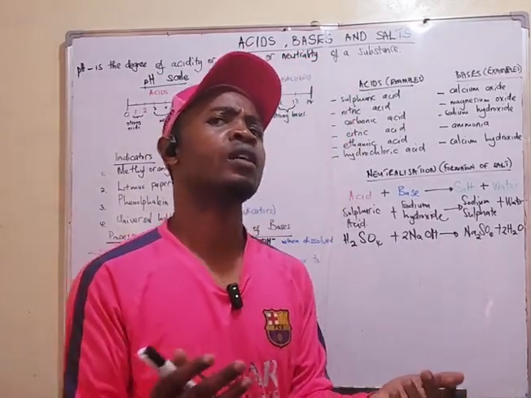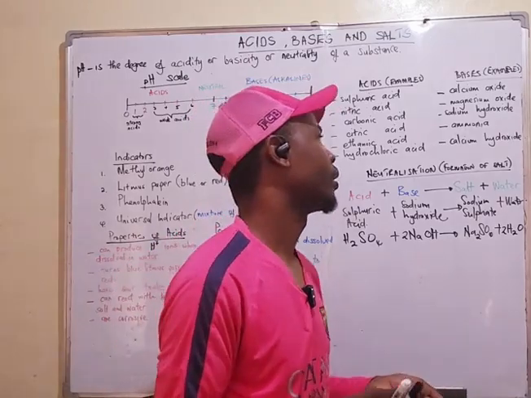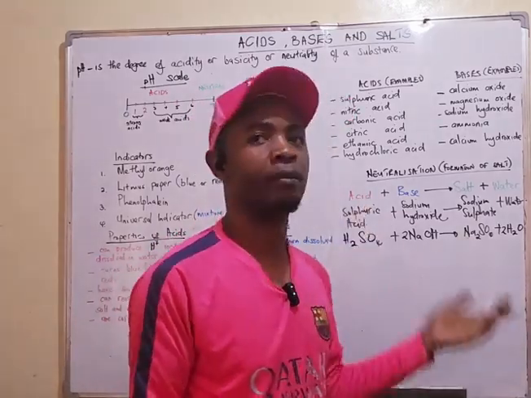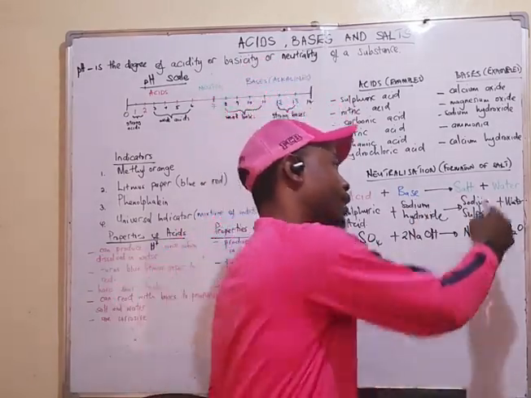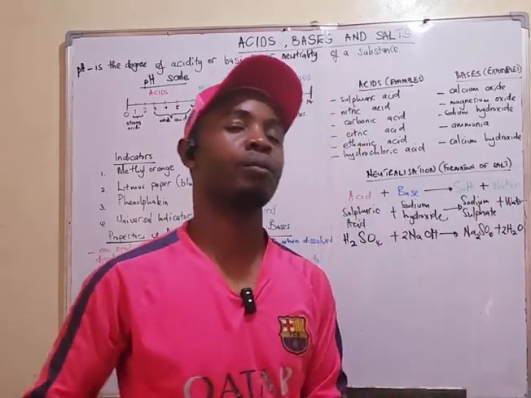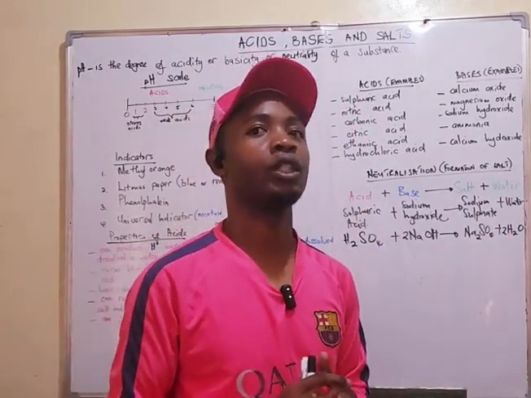But that's not all. Sometimes we can also use only an acid and a metal without a base. We can also be able to form a salt. But the other substance will not be water. Rather, it will be a gas known as hydrogen, more like that.